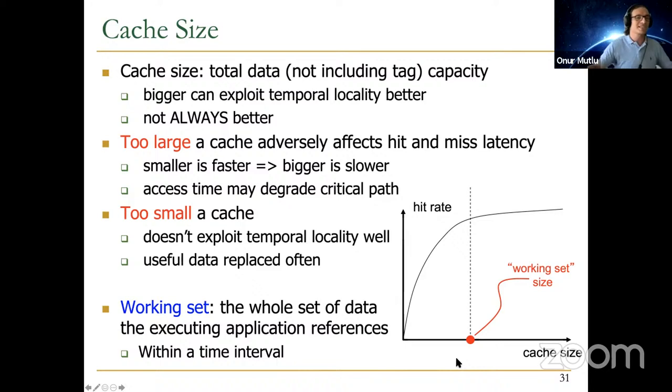So basically, if your working set is, let's say, 32 megabytes and your cache size is 32 megabytes, then you fit your working set into the cache, and that may be a good thing. You don't access memory after that, right? Assuming you're going to work on that data for a long time. Okay, so working set is a good way of thinking about the cache size as well.